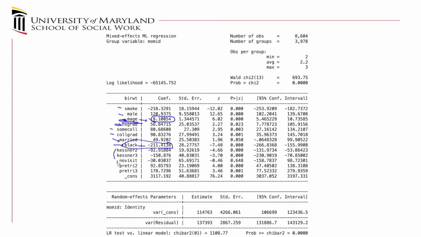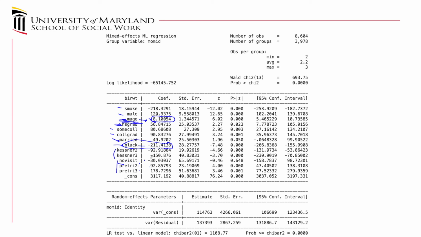These are measures of prenatal visits. So mothers that have no visit have lower birth weights than mothers that have one. Mothers that have two visits have higher birth weights than mothers that have one visit, and mothers that have three visits have higher birth weights than mothers that have one visit. So again, we have to pay attention to what our baseline here is. And so there are some interesting facts there.